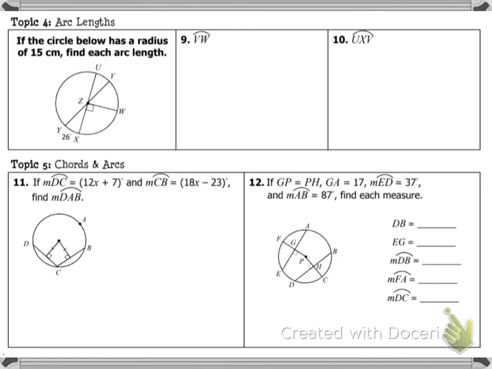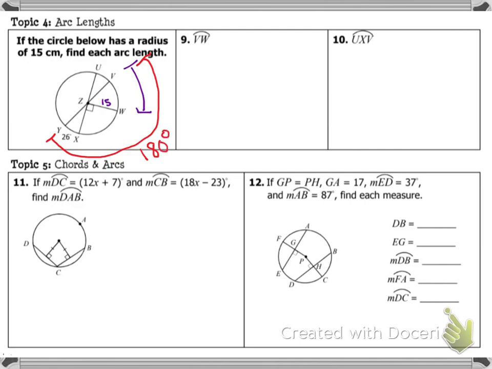Okay, I'm up for the challenge. The radius is 15 centimeters. I'm going to label that so I don't forget. My arc VW is, I have to figure out what portion of the circle is the arc from V to W. So I know that halfway around, if I start with Y and I go around the outside of the circle to V, Y to V is a diameter. So that total arc is 180 degrees.